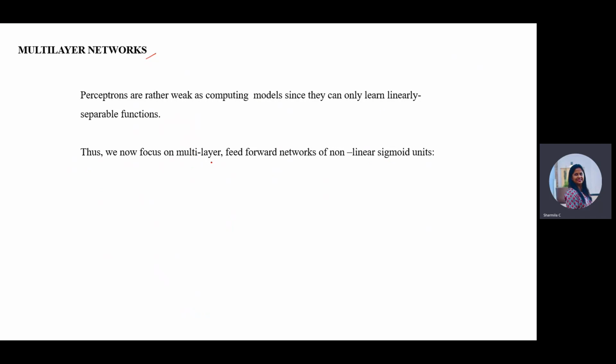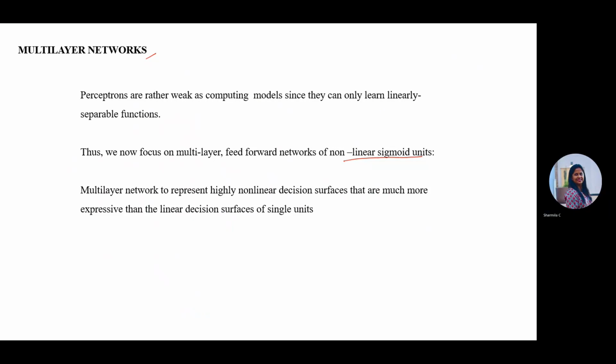Thus, we focus on what? Multi-layer feed-forward networks of non-linear sigmoid units. It is nothing but the activation function we are using here is non-linear in nature, not a linear function. Multi-layer networks represent highly non-linear decision surfaces that are much more expressive than the linear decision surfaces of single units. The non-linear activation function used is called the sigmoid activation function, which is given as g of x equals 1 divided by 1 plus e to the power of minus x. So this activation function is called the sigmoid activation function.